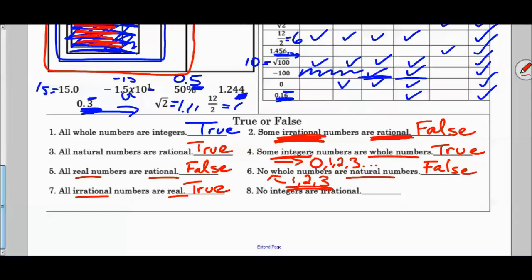Last one, no integers are irrational. That one's true. There's no number like this, -7, -8. No number like that that's going to be a decimal that goes on forever and doesn't repeat. So that one's true. There's no integers that could be irrational.